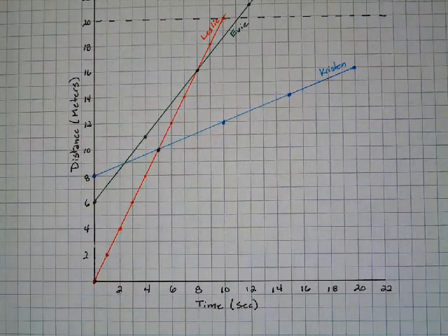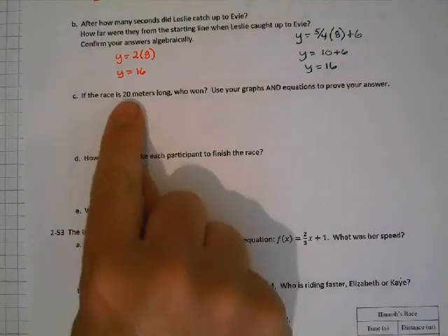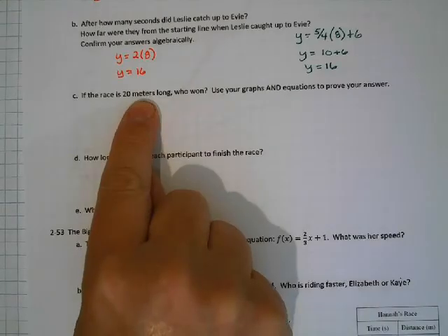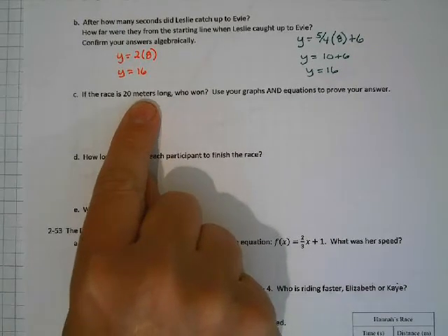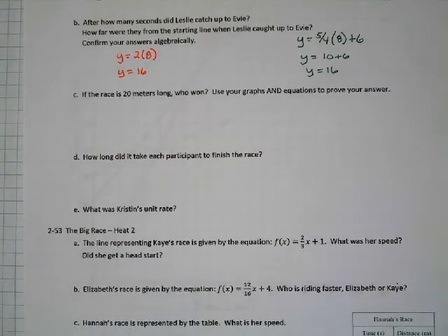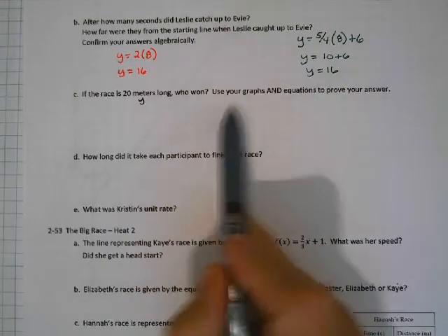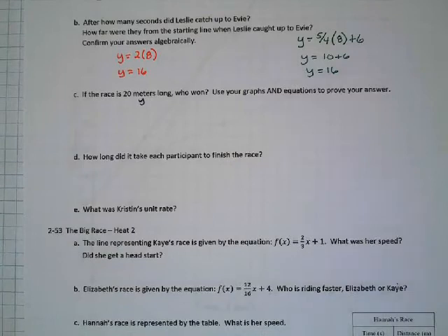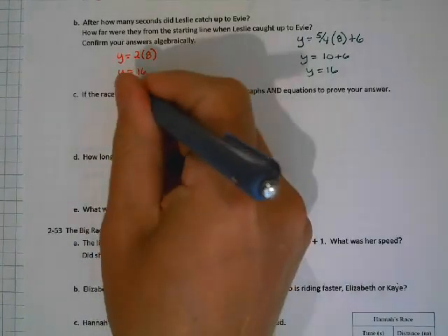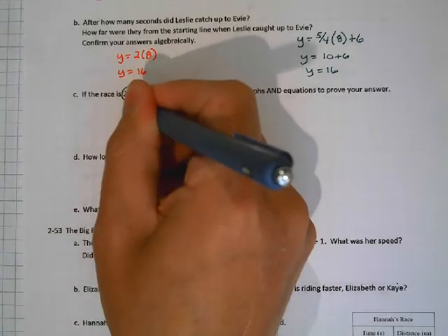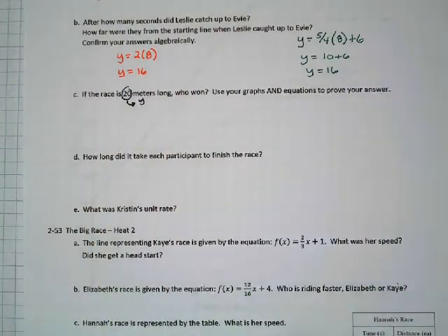So let's go ahead and pull this out here. Okay, algebraically, the race is 20 meters long. Meters, is that x or y? That would be definitely the y value. So what this is telling me to prove it with my equation is to plug in 20, or evaluate 20 for y. So I'm going to do that for each of them.